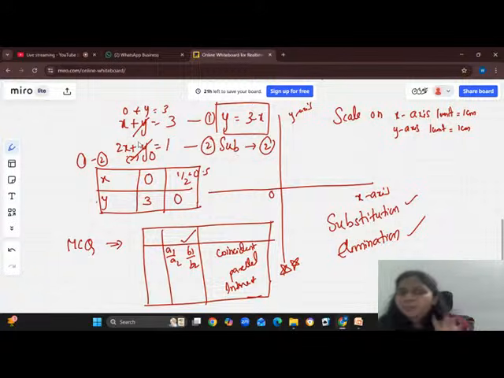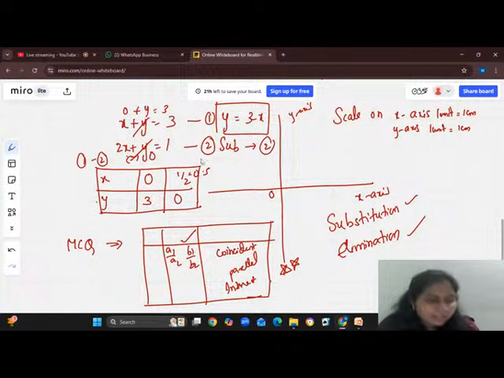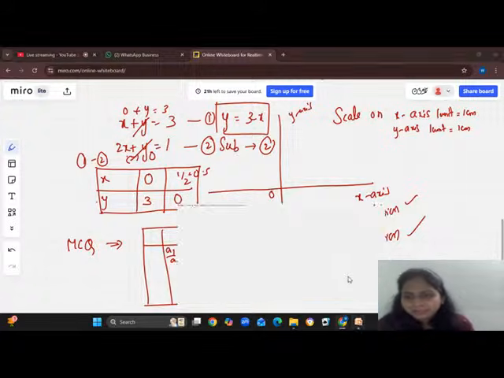So these are the 3 important topics: the tabular column, which comes for the MCQs, and second, the substitution and the elimination method, and third, the graph. If you are perfect in these 3 topics, I'm damn sure that you are going to score 100% marks in linear equations. All right.